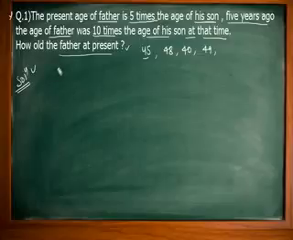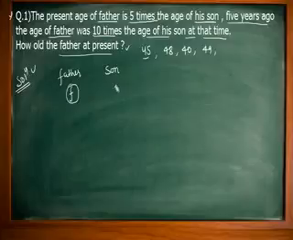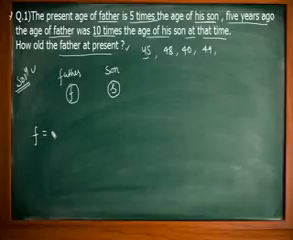So suppose, guys, there are basically two entities. The first one is the father, and the second one is the son. The father is associated with F and the son is associated with S. Now you have to use your pen. What is the question basically saying? The present age of the father is 5 times the age of his son. So F is associated with the father, so F is equal to 5 times S.